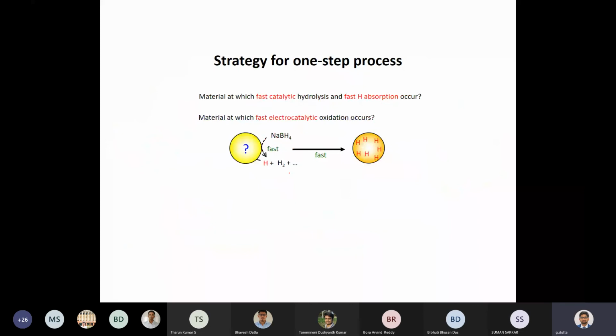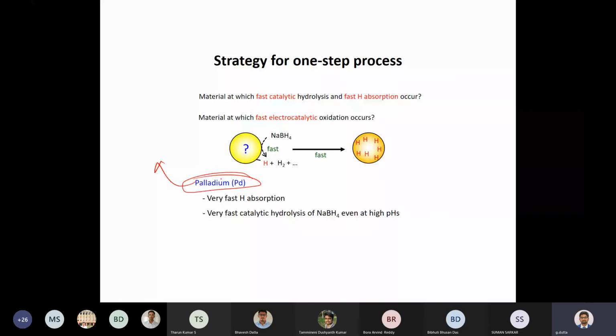We can change the material. We already found this, but it is still in research. Maybe you can find some other material, but it is already investigated that in the palladium case, the hydrogen adsorption is very fast, and it can be done in high pH. So these two problems can be solved if we use palladium material.